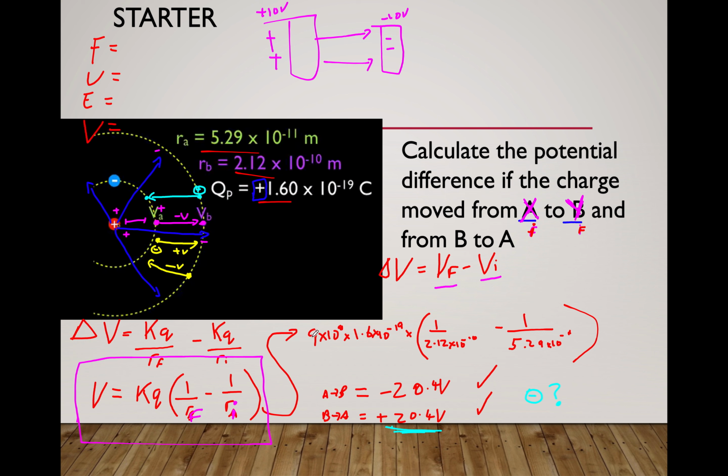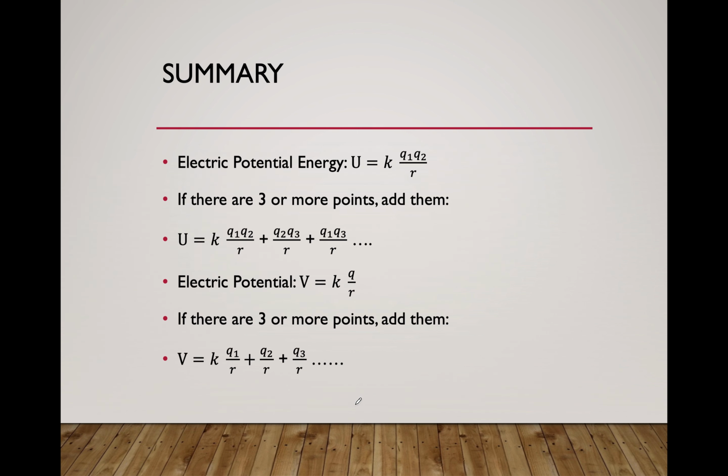And k, 9 times 10 to the 9, and we're going to multiply by 1.6 times 10 to the minus 6, this is the Q, and we will do 1 over R final minus 1 over R initial, so the initial distance and the final distance. Subtract them, get your answer A to B, and if you were to go the other way around, you will just have the opposite sign. So if this was -2, this one obviously will be +2, or in this case -20, this will be +20, because I'm going the other direction. All the numbers stay the same, I've just changed the direction.